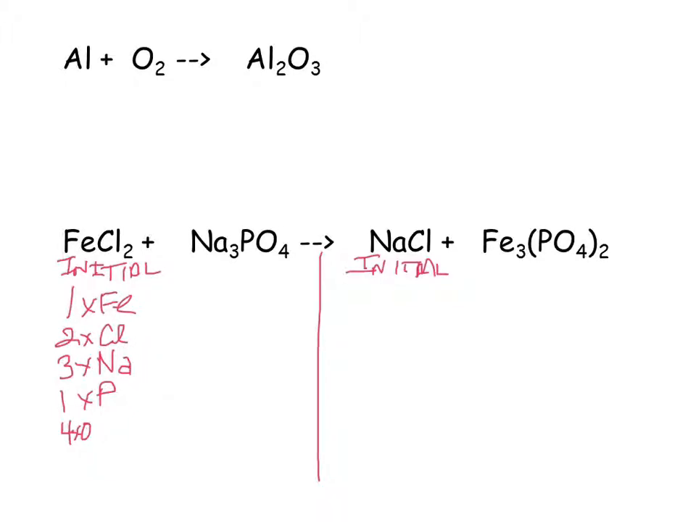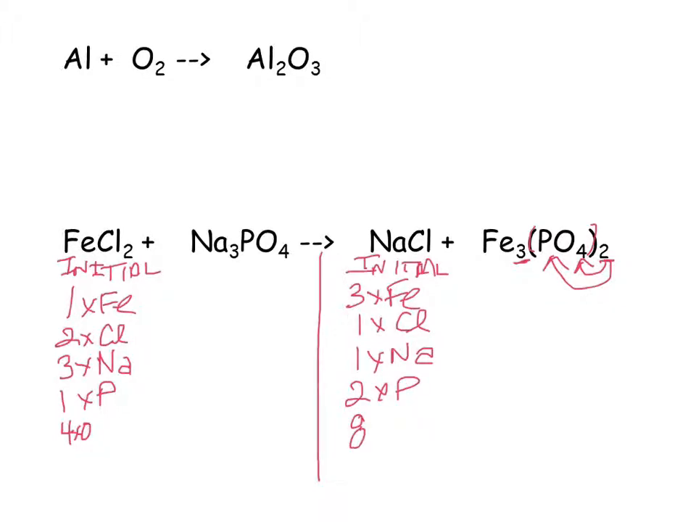And our initial count on this side is we have 3 irons, because there's my 3 here. And then we have 1 chlorine. Then we have 1 sodium. And then we have a bunch of phosphorus, because we have 2 on the outside of the parentheses here, so everything in here is multiplied by 2. So we have 2 phosphorus and 8 oxygen. All right, looking at this right now, I know it's not balanced. Everything looks like it's out of balance.